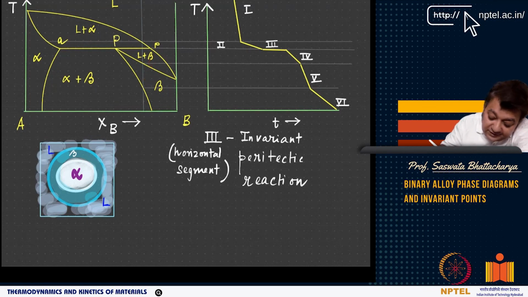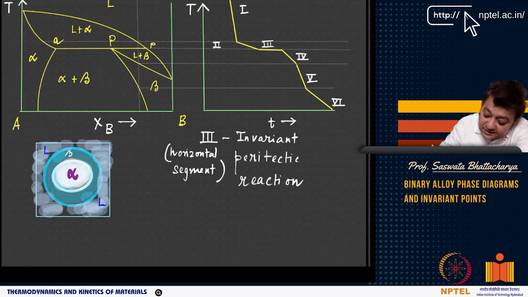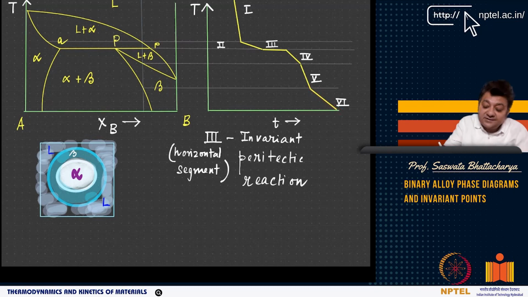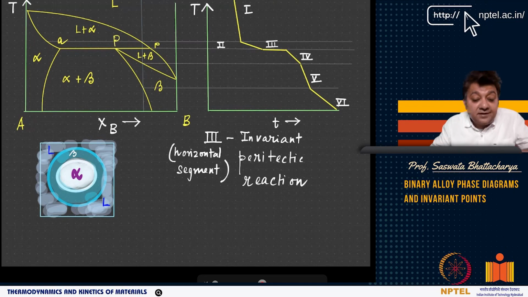If you go farther down, this beta composition changes to alpha plus beta, which has a different slope. So you have all these places, where stage 3 is the most interesting one, where you have the invariant peritectic reaction happening. In the next lecture, I'll discuss how these types of phase diagrams can come up. We will look at free energy composition diagrams also as a basis of the phase diagrams. Thanks for your attention.